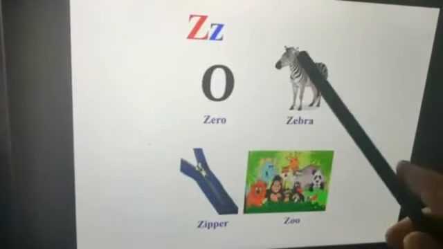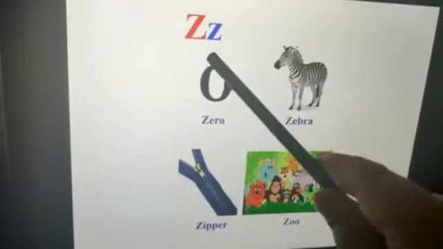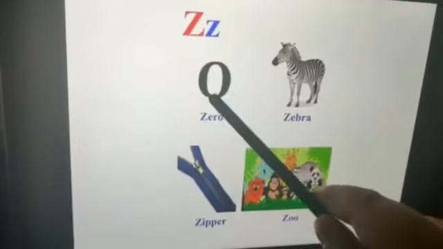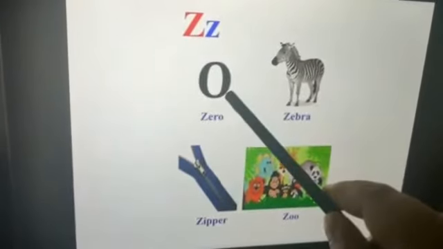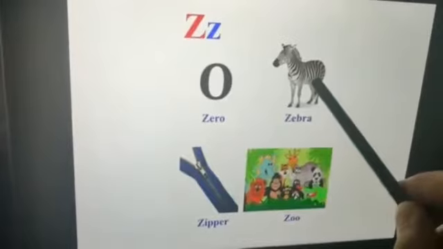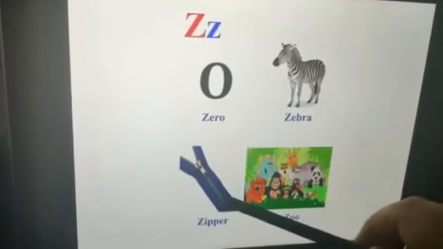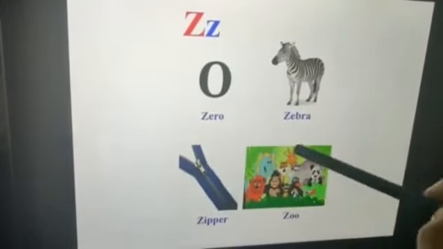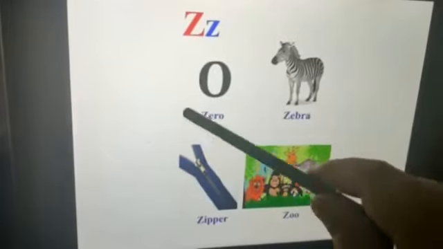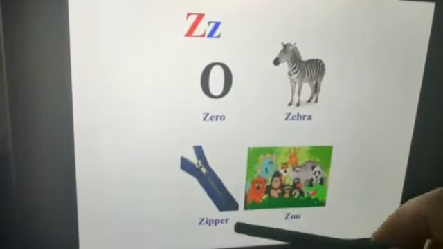There's one more sound here. Let's see the words. Yes, it's a zero, a zebra, a zipper, and a zoo. So what sound is it?